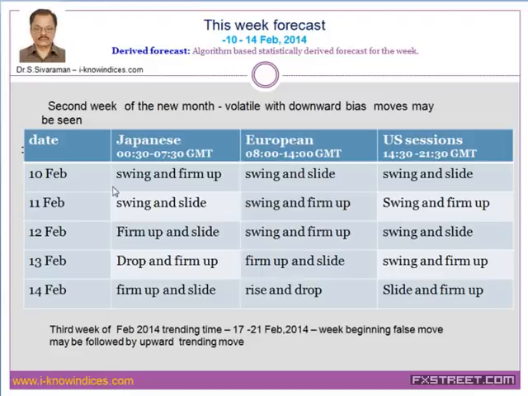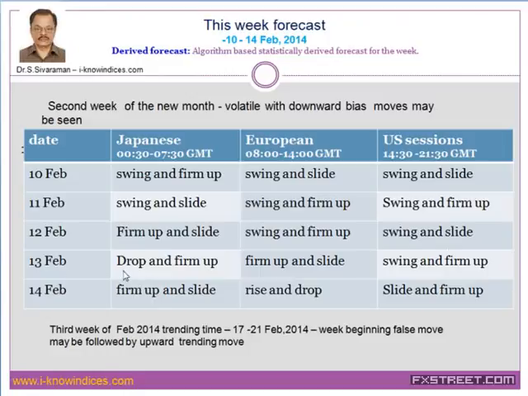So today, 10th of February, swing and firm up moves could be seen during the Japanese session in the case of Euro and GBP, and then swing and slide could be seen during the European and US sessions. Then again tomorrow during the Japanese session, swing and slide could be seen. In the European and US sessions, they may make a nominal swing and firm up move, and then again slide, firm up and slide on 12th of February. Then firm up during the European session and slide again during the US session.